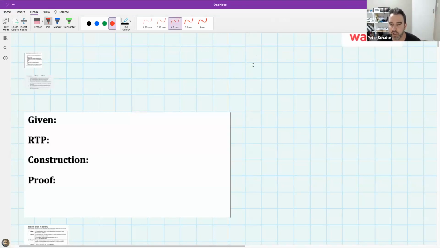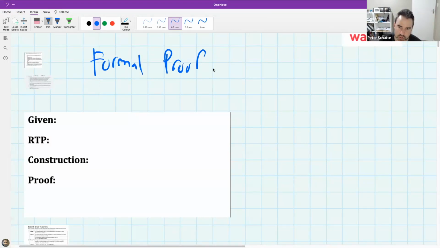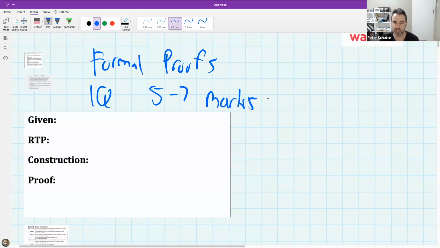So what I want to do is start today with explaining to you about formal proofs, because this is what I have set aside tonight for working on. There will always be one question on formal proofs in paper 2. It'll normally be between 5 and 7 marks. So that's what we're practicing for tonight.